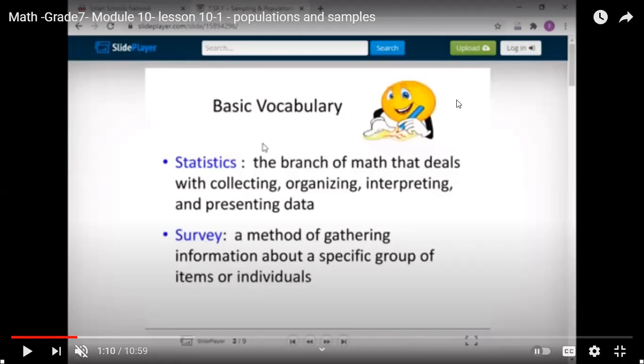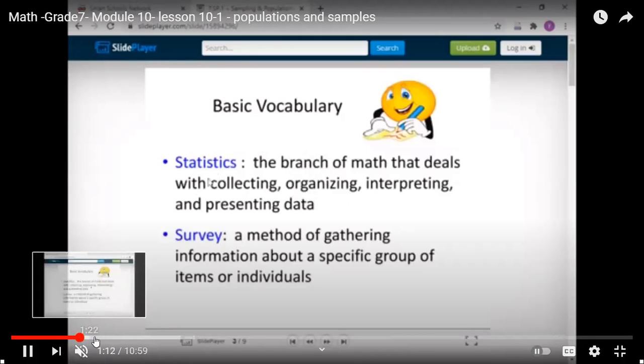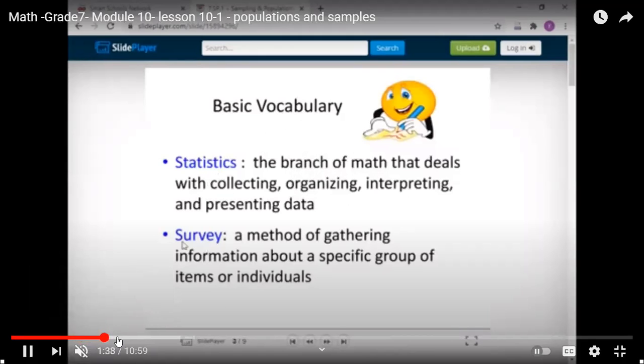So if you want to know the opinion of a group and you want to make a survey, then you have to ask them, and then you will collect the data and gather all the information together to make your decision. Okay, so these are the first two vocabulary words which we are going to deal with in this lesson.